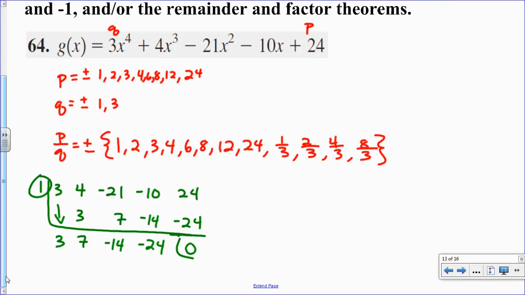But this is not a quadratic yet. So this is the new polynomial I'm going to use. I'm going to do synthetic division again. But this time I'm using these 4 numbers. So then I can get down to 3. So I'm going to use this again.